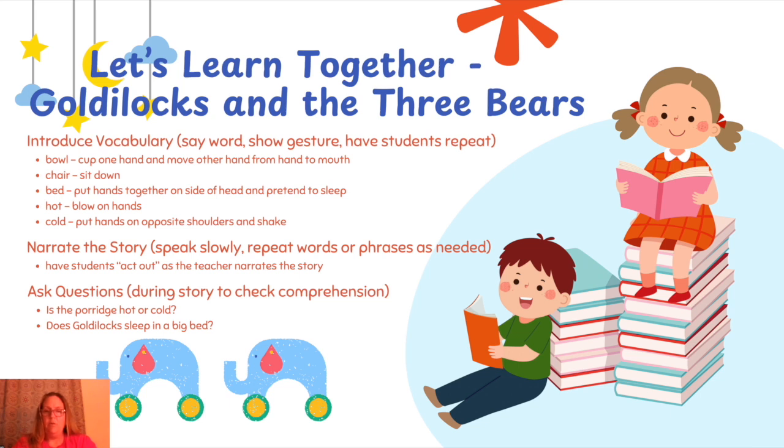And you would continue to introduce more words like big. And you could show big by your hands, or small. You could show small by your hands. You can show going for a walk. You could have students show that you're going for a walk. So as students get the vocabulary that you have taught them first, then you introduce more vocabulary.